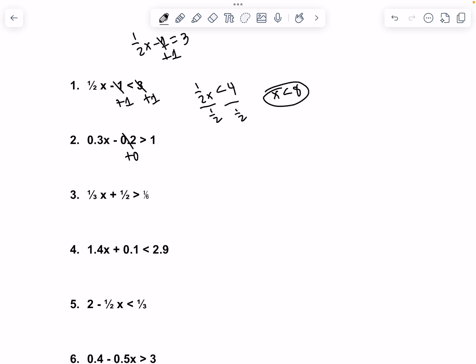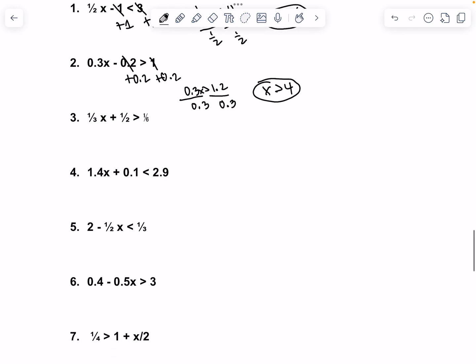We'll continue to do the same thing on number 2. We would add 0.2 on both sides to get x by itself. That gives us 0.3x is greater than 1.2. We would divide by 0.3 on both sides to get just x. That'll give us x is greater than 4.